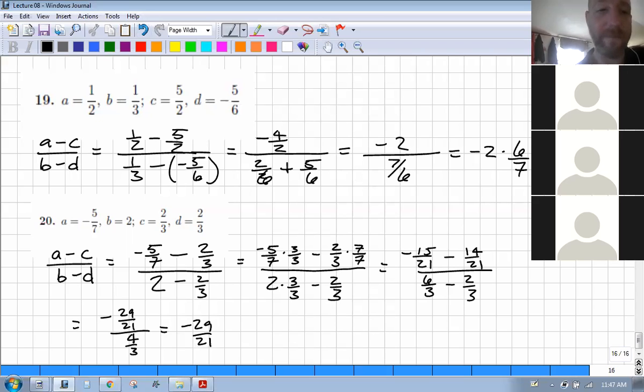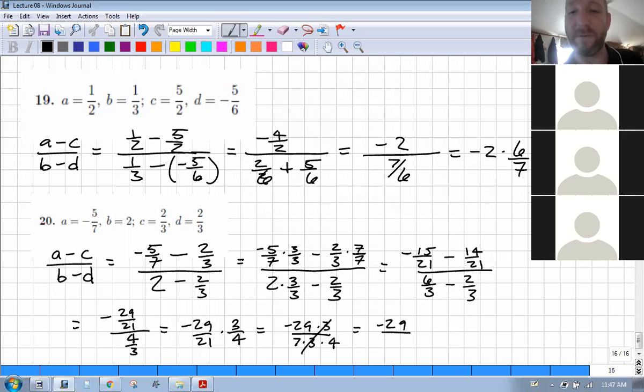So instead of dividing by this fraction, we're going to multiply by its reciprocal. And let's see, what is 29 times 3? 87. Actually, let's not do that yet. Let's simplify this. 21 is 7 times 3. So those 3's can go away. So we got a negative 29 over 7 times 4 is 28.